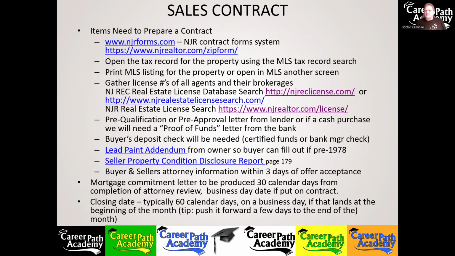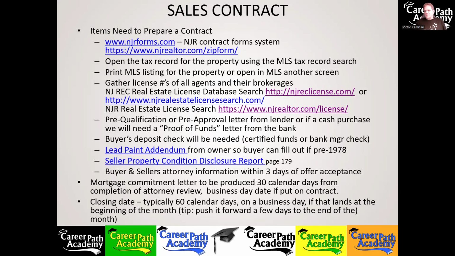And we're going to have to fill in some dates on the contract. Although if you don't fill them in and leave it blank, it's automatically going to say 30 days. So the mortgage commitment letter should be produced within 30 days from the date of contract there. Make sure you put a date on the contract. Make sure it doesn't land on a holiday or a weekend.